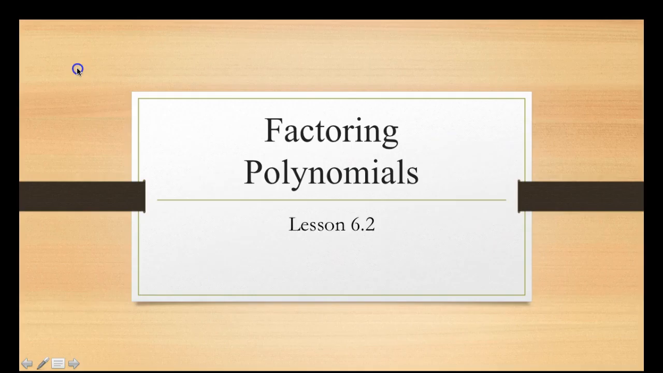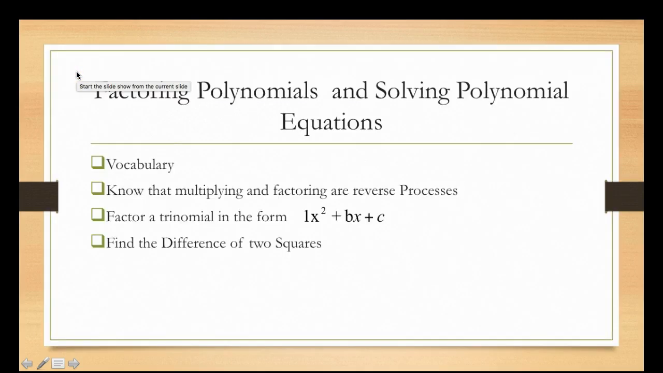Factoring polynomials. Factoring polynomials and solving polynomial equations. There are four topics we want to discuss in this lesson. First, vocabulary. Second, know that multiplying and factoring are inverse operations, or a process in reverse.